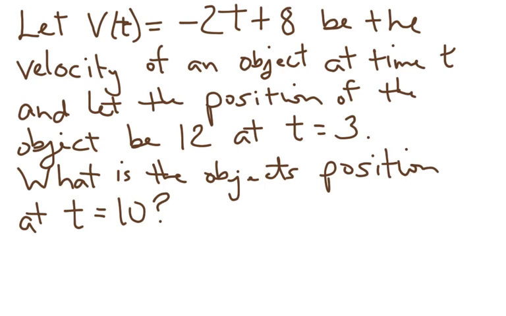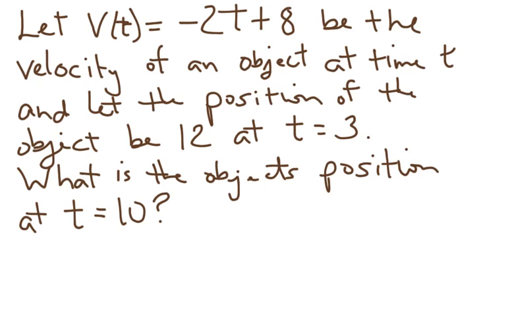So let v of t be equal to negative 2t plus 8 be the velocity of an object at time t, and let the position of the object be 12 at t equals 3. I'm not putting any units in the problem because right now units don't matter, but be aware that on the AP exam you'll often see a comma followed by a remark saying where v is measured in feet per second or miles per hour or some other units, and you just kind of read through that, make sure you know what the units are being used and the relationships that are there, but for our purposes right now, the specific units are not important.